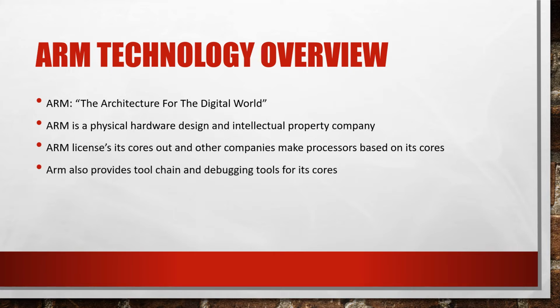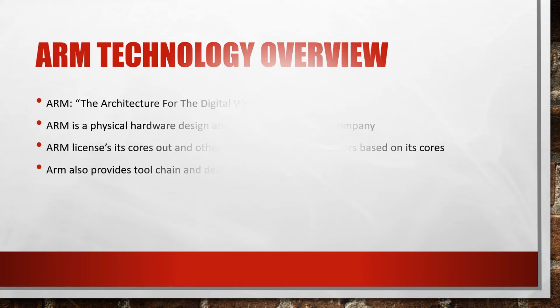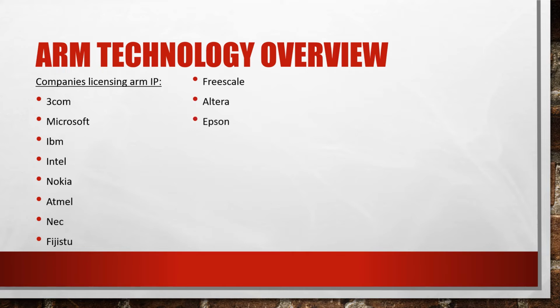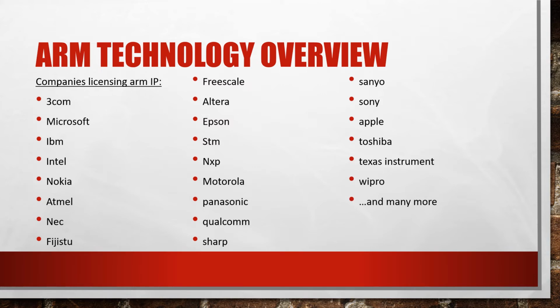ARM also provides the tool chain and debugging tools for its cores. If you have purchased the license, then you have software tools which can debug by ARM. You can use the ARM tools. Actually there are a lot of companies that use ARM. Maybe only some are shown, limited by time. Most probably we have more than this.